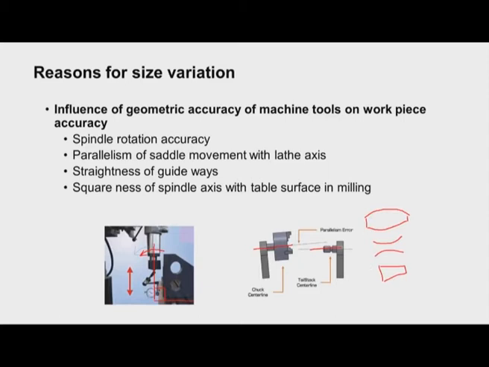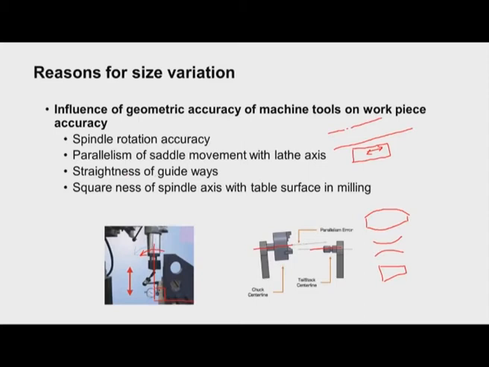So, spindle rotation accuracy plays a major role, and then the parallelism of saddle movement to the lathe axis. For example, we have the saddle, the guideway, and the lathe spindle axis. The movement of the saddle may not be parallel to the spindle axis. Because of that, we may get various kinds of inaccuracies in the workpiece, and dimensions also will vary.